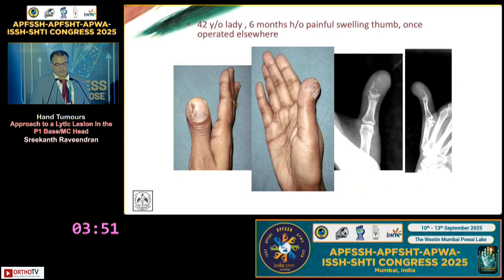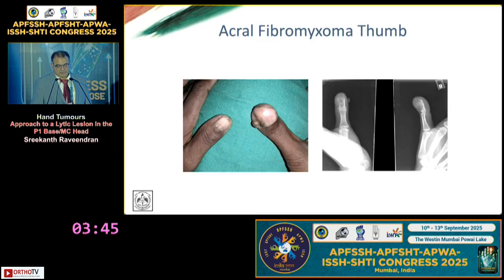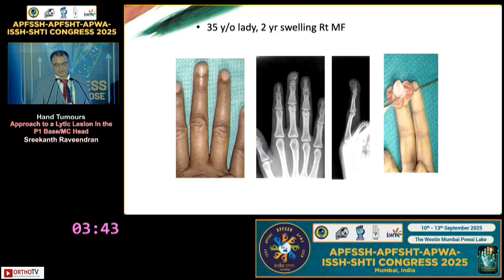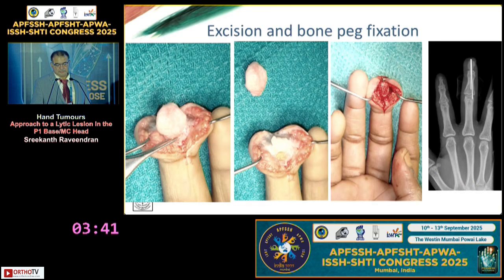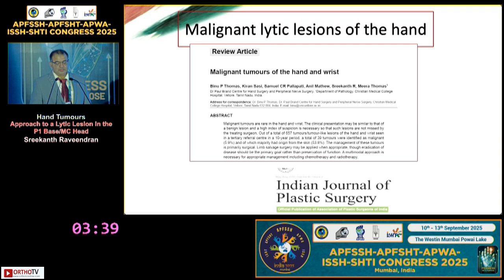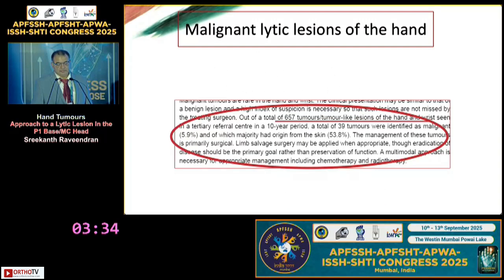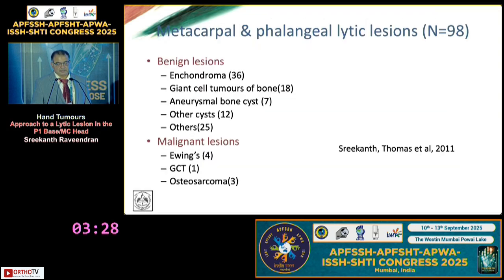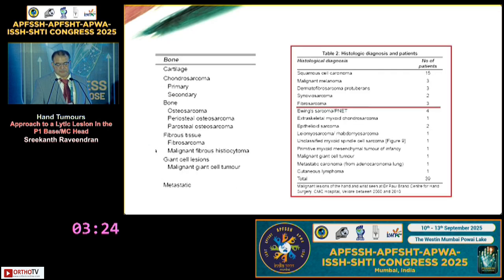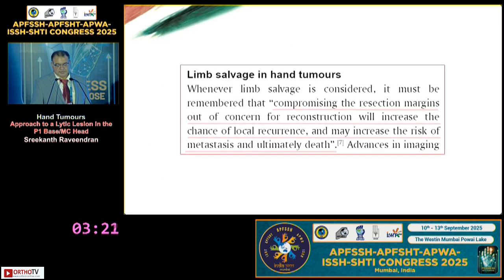Another bizarre tumor on the distal phalanx of the thumb. Biopsy was GCT with cell atypia, treated with excision and bone grafting. So this is our paper about the malignant tumors of the hand in 2011. Out of 657 tumors, we had 39 identified as malignant. And these are the statistics, and these were the tumors in our study.